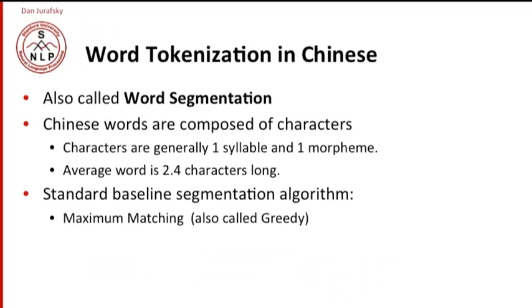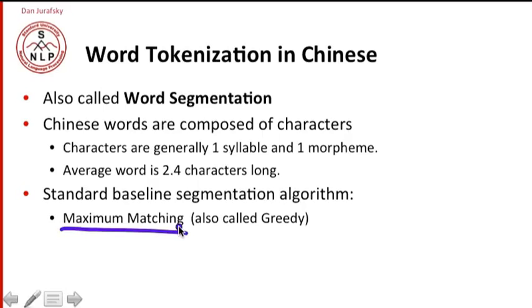Word tokenization in Chinese is a common research problem that has to be addressed when doing any kind of Chinese natural language processing. The characters in Chinese represent a single syllable, often a single morpheme, and the average word is about 2.4 characters long. So a word has to be broken up into approximately 2 or 3 characters. There are lots of complicated algorithms for this, but there is a standard baseline segmentation algorithm called max match, the maximum matching algorithm, also called the greedy algorithm.